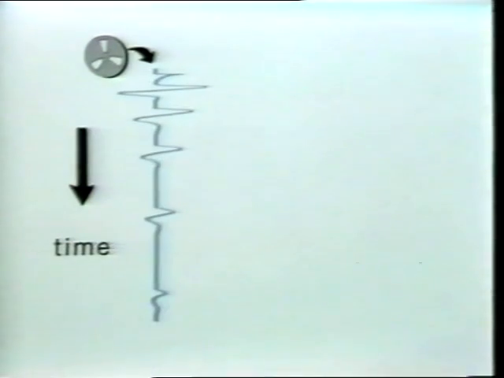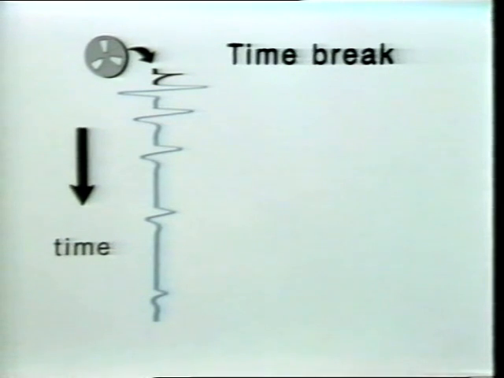Let's take the events one at a time. First, this marks the instant when we made the bang. We call it the time break. It's the effective time origin of the recording, the zero time point. Next, the first arrival through the Earth. See where that comes from?